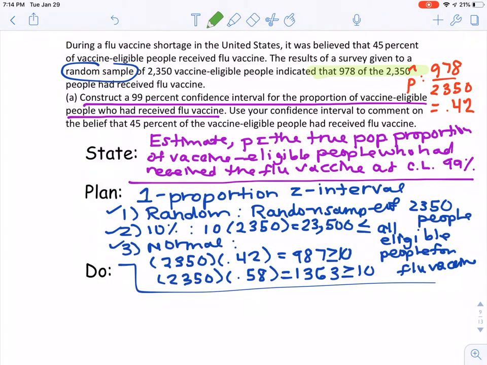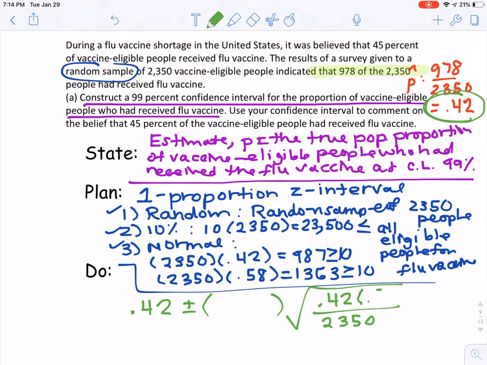Okay, so now we're to the do step. The do step is where we want to use that p hat, that's our point estimate, plus or minus, we need to get a z-score here for a 99% confidence interval. So I'm going to leave a spot there for that. And then after that, we fill in the standard error of p hat. The denominator is n, the number in the sample. The numerator is p hat times 1 minus p hat. That'd be our 0.42 times 0.58.